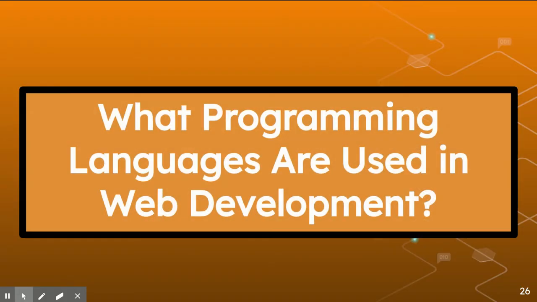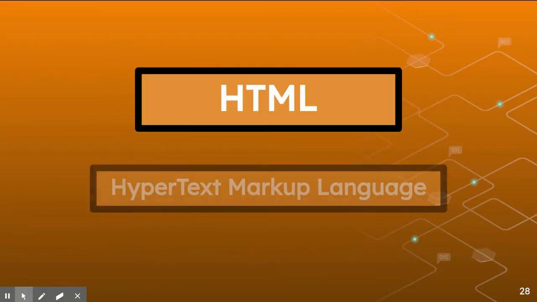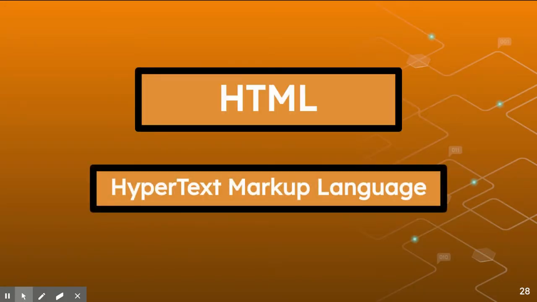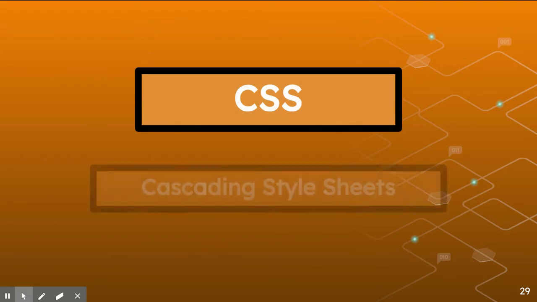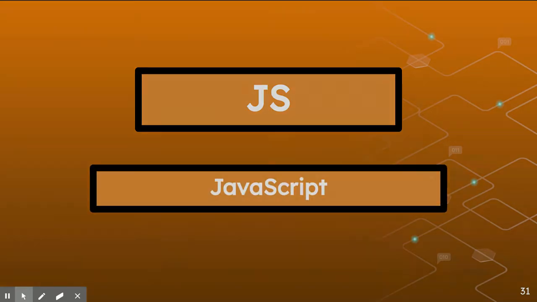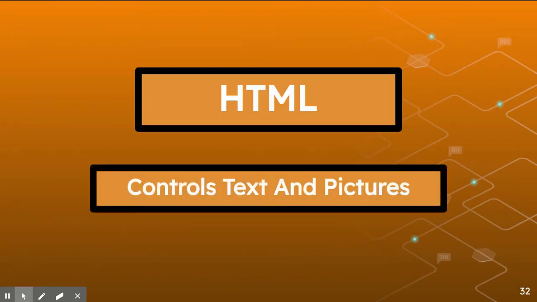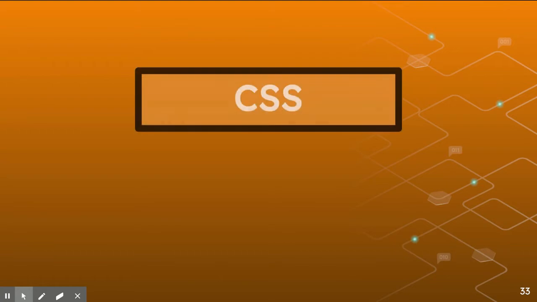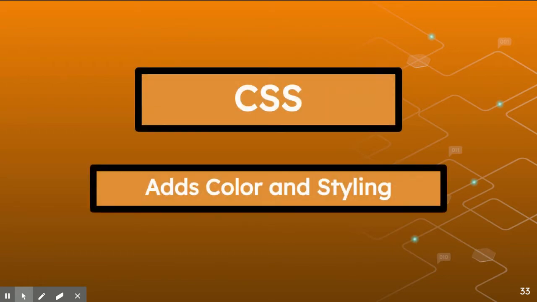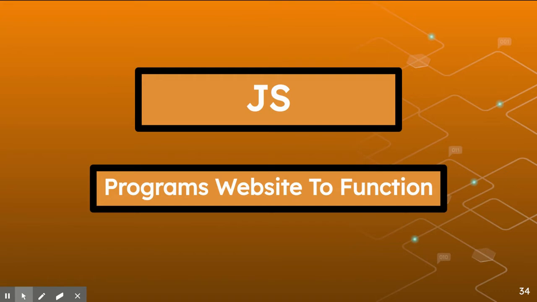The languages that we will be using for front-end web development are HTML, which stands for Hypertext Markup Language, and CSS, or Cascading Style Sheets. The back-end language we will use for our site will be JavaScript. In other words, HTML controls the text and pictures on our website. The CSS will add color and style to our website. The JavaScript actually programs the website to function.